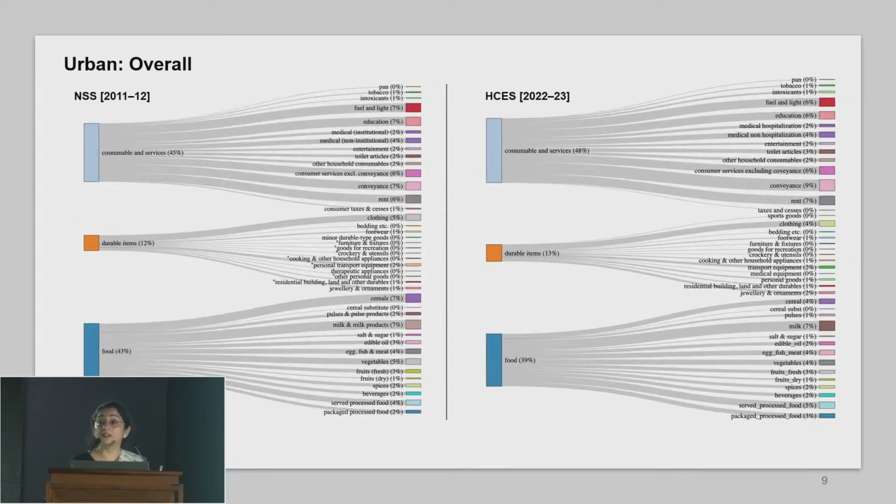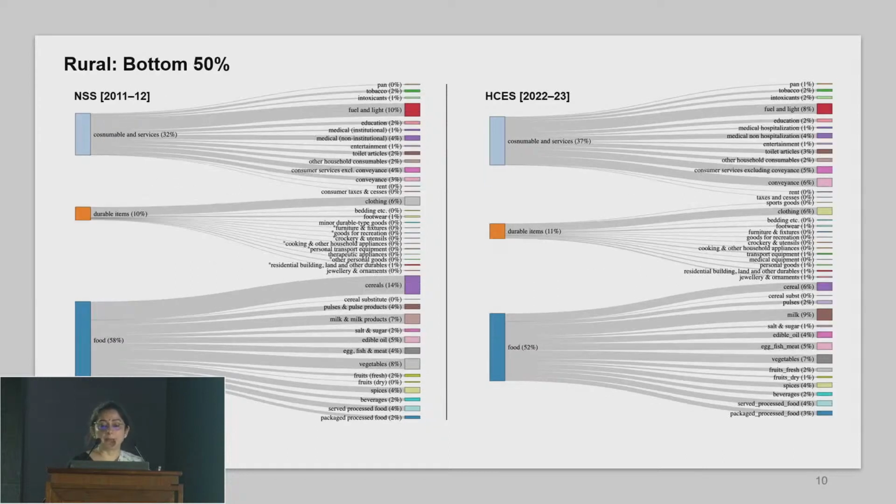This happens to be the case not just for rural but for urban areas as well. In fact, for urban areas, conveyance has increased to 9%. Cereals has decreased from 7 to 4%. Right? Processed food again has increased to 8%. So these changes are happening across the country. If we look at the bottom 50%, and for those of you interested in data analytics and graphics, these are Sankey charts which give you the various components to these changes.